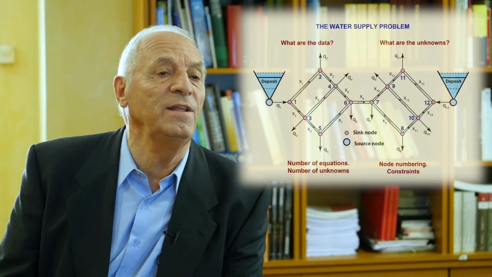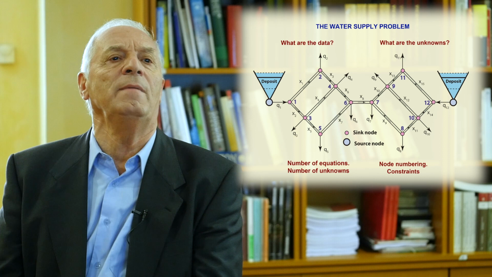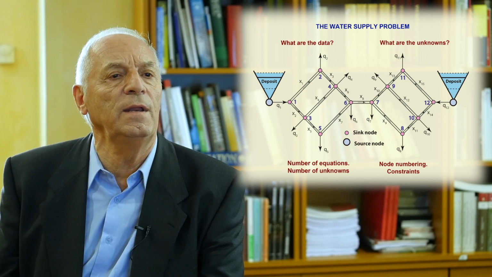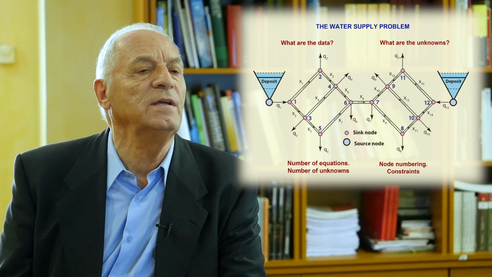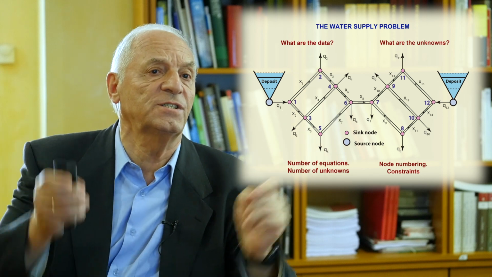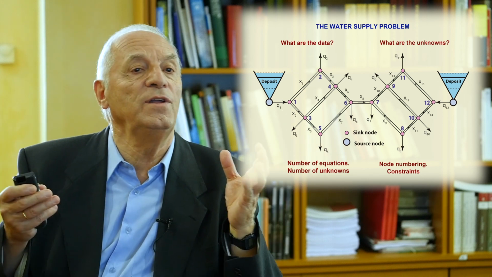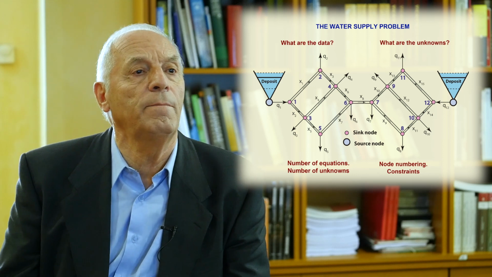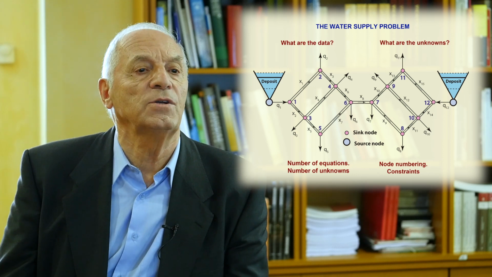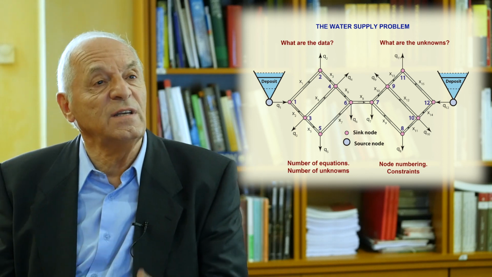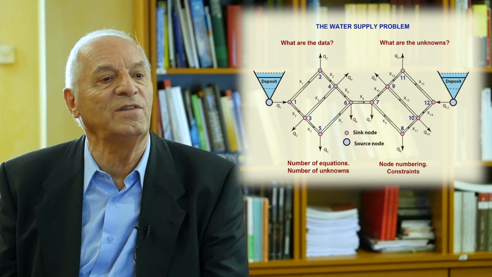And finally, I want to end with an example, a very interesting example of a water supply problem that I have used many years to explain to students. Consider a water supply problem. You have two deposits, and then you need to distribute this water at different points, and you use some pipes. And the problem is, first, what are the equations? What are the unknowns?